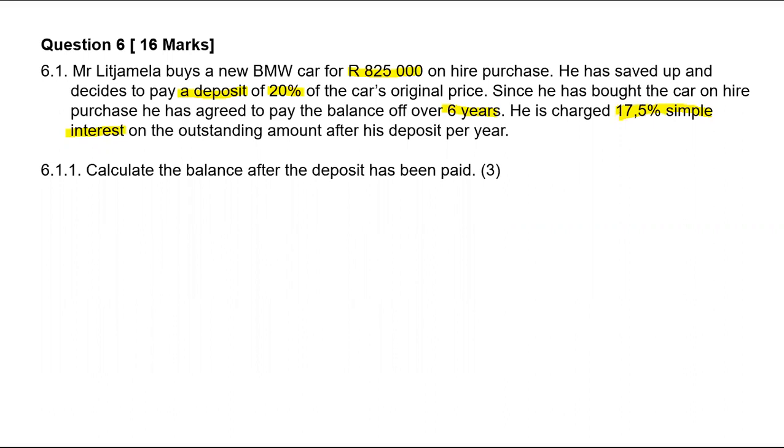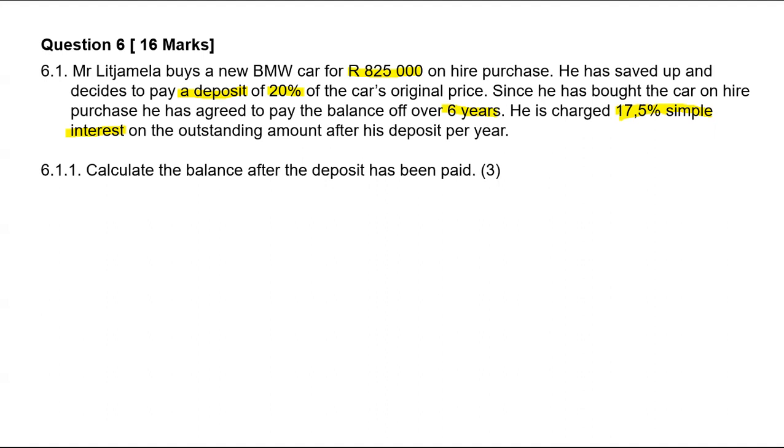So now it says here, Mr. Dijamela buys a BMW car for 825,000 on hire purchase. He has saved up and decides to pay a deposit of 20% of the car's original price. Since he bought the car on hire purchase, he has agreed to pay the balance off over 6 years. He is charged 17.5%, which is simple interest. I highlighted the key points there.